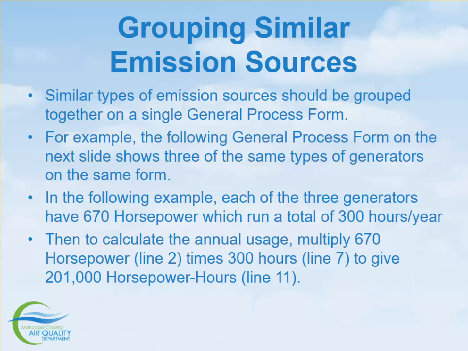Similar types of emission sources should be grouped together on a single general process form. As an example, the following general process form on the next slide shows 3 of the same types of generators on the same form. Each of 3 670 horsepower generators grouped together run altogether for a total of 300 combined hours per year. To calculate the annual usage, multiply 670 horsepower, line 2, times 300 hours, line 7, to give 201,000 horsepower hours, line 11, across all 3 generators.